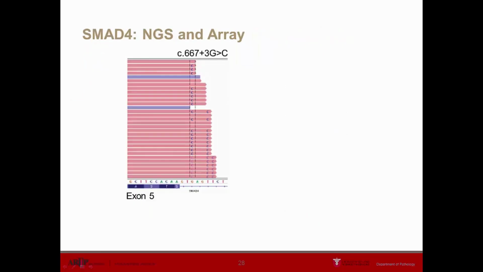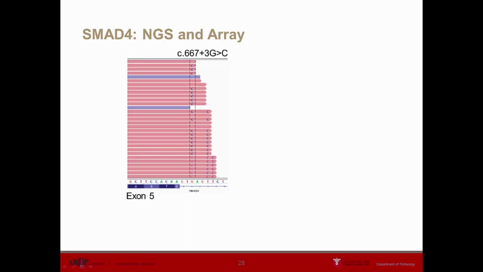Now this sort of information is important to use the array and the NGS data together, because we had another patient come in, this time for the panel that included SMAD4, and the NGS data was available first. And when analyzing the NGS data, it looks like there is a very nice splice site variant, 3 bases into the intron, a G to a C.